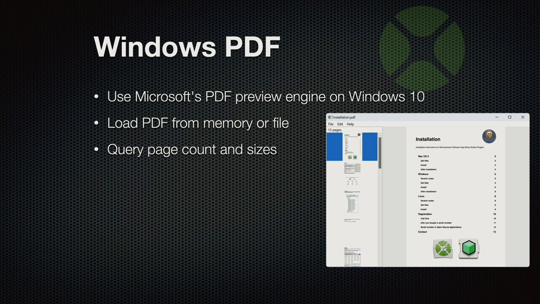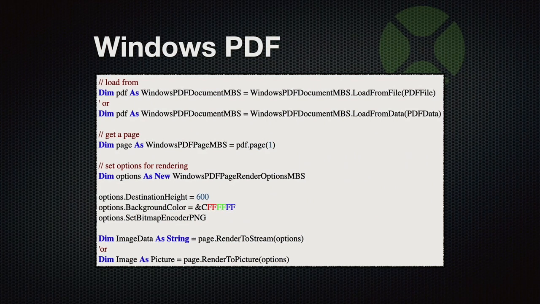You can then query page count and sizes so you know what's in the PDF, and you can get pictures of the pages in case you like to show them or use them as a preview picture. And the rendering can also be asynchronous. Let me give you a little example code here. We load a PDF from a file or from some data in a memory block or string, and then we ask for the first page. We set the rendering options to have a maximum size we like to have, background color, and we like to encode it as PNG, and then we can just ask, give me the content of the page as a PNG, and then you can show it, or you can render it to a picture for showing in the Xojo user interface.